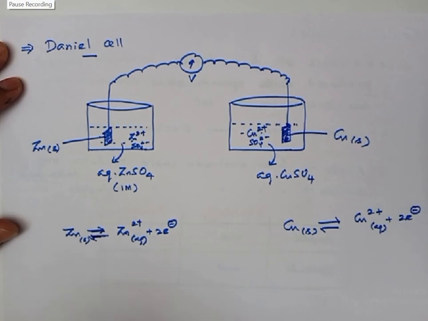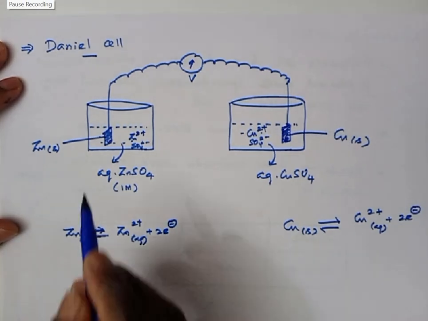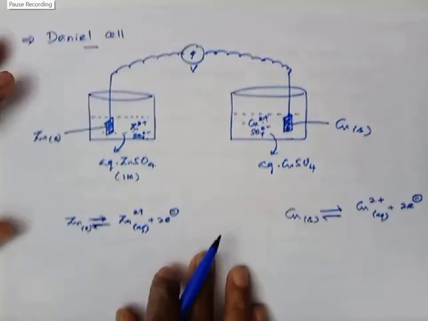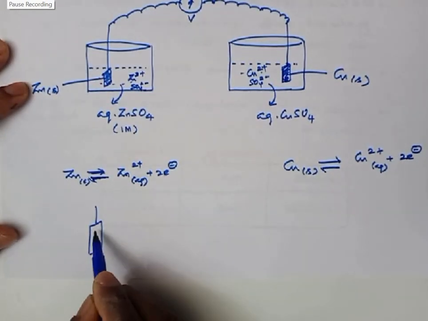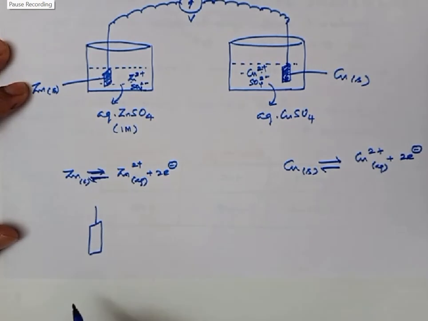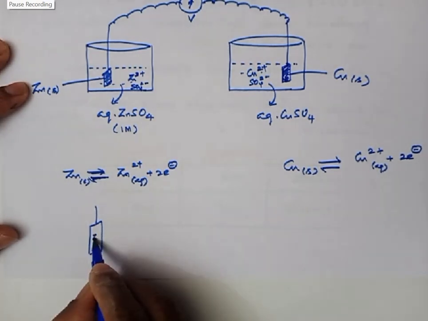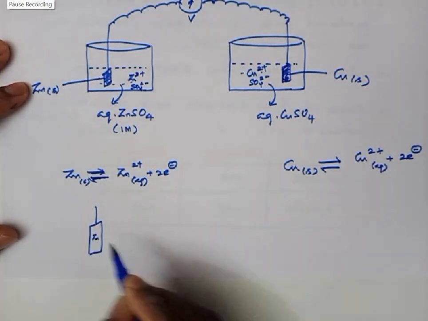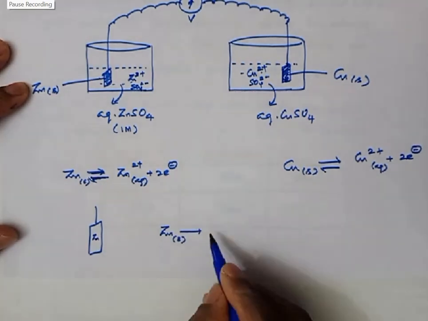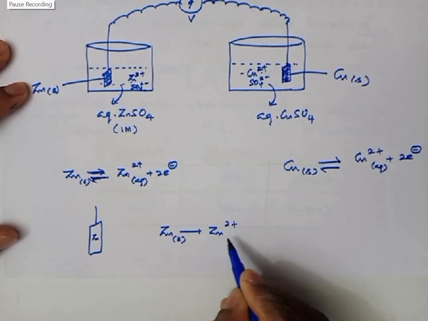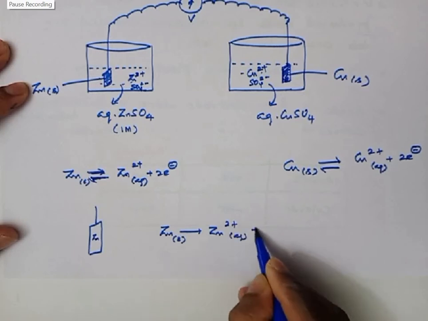Students, observe carefully here. I'll just draw the metal electrode alone here. The metal electrode has a lot of zinc atoms. When one zinc atom present in the solid undergoes oxidation, you'll get zinc ion and it will release 2 electrons.